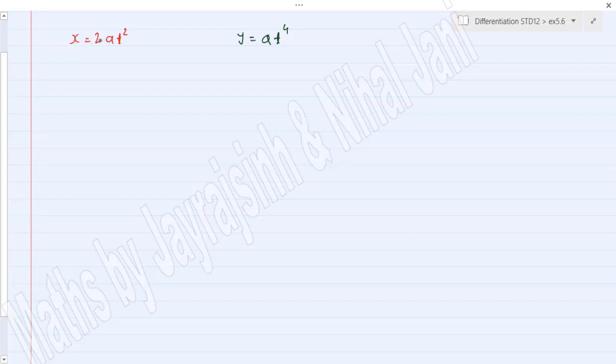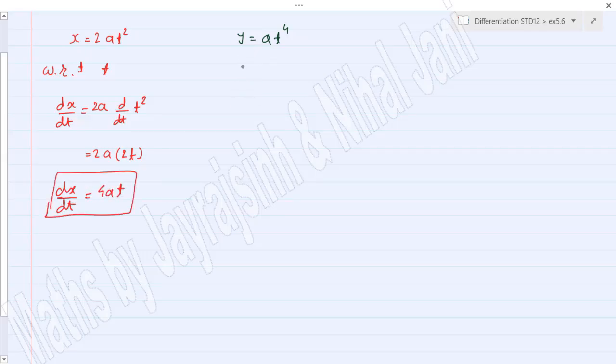Here we have x is equal to 2at square and y is equal to at raised to 4. Basically x and y both depend on t. So let's differentiate with respect to t. On the left hand side we will get dx by dt. On the right hand side we don't have to worry about 2a. We just have to differentiate t square. Differentiation of t square is simply 2t. So we'll get dx by dt is equal to 4at.